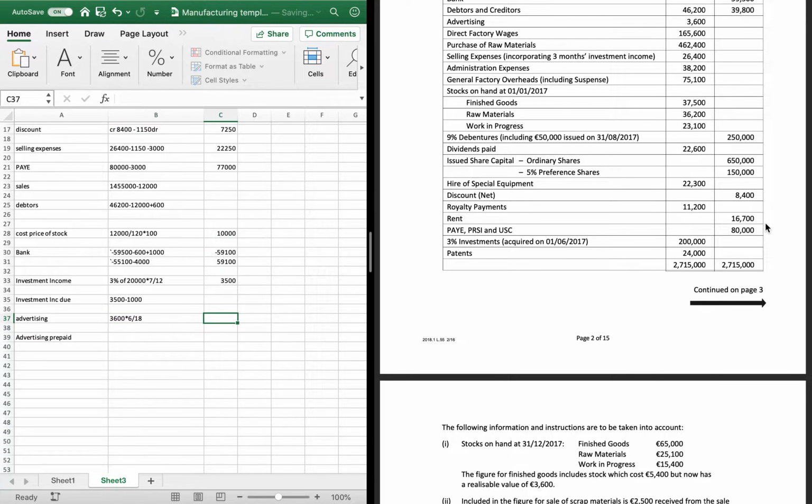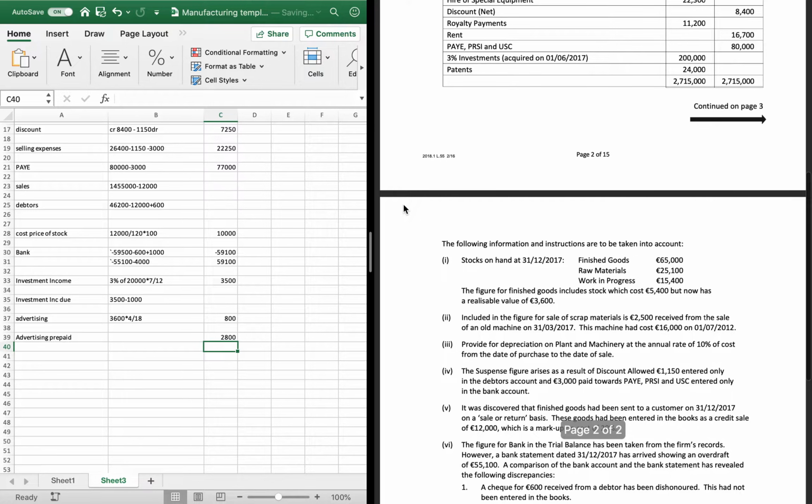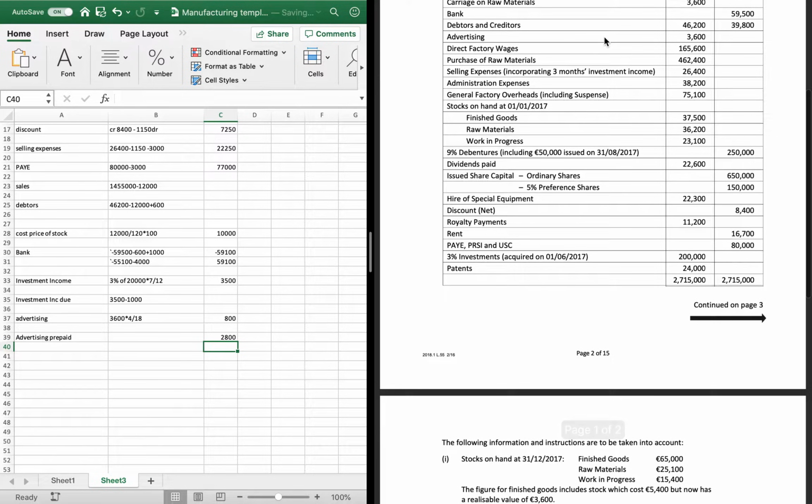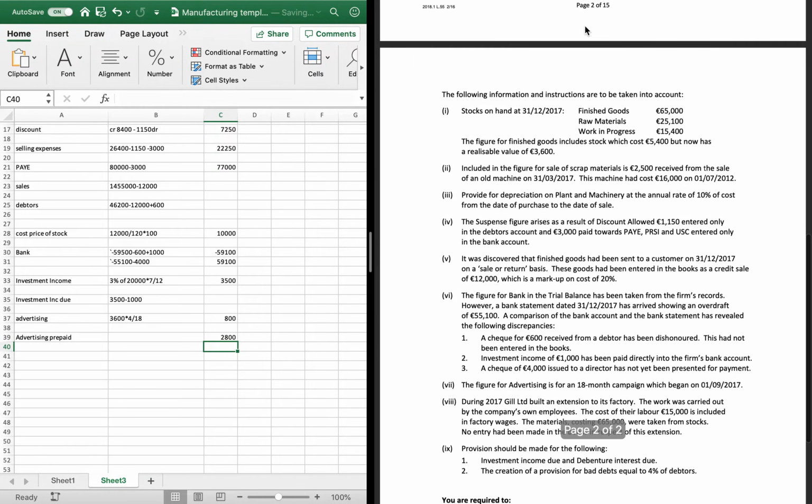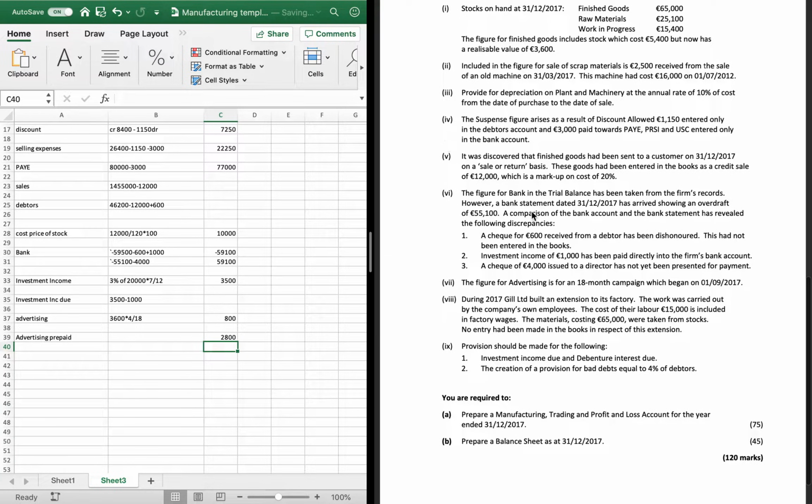So 4/18 of the 3,600 is for this year. So that is our expense, our selling expense, and that should be 4/18, and that's 800. The remainder then, 2,800, is advertising prepaid, which is a current asset. That's all it's asking you to do with that. So cross out this number, the 3.6. It's no longer relevant to us.